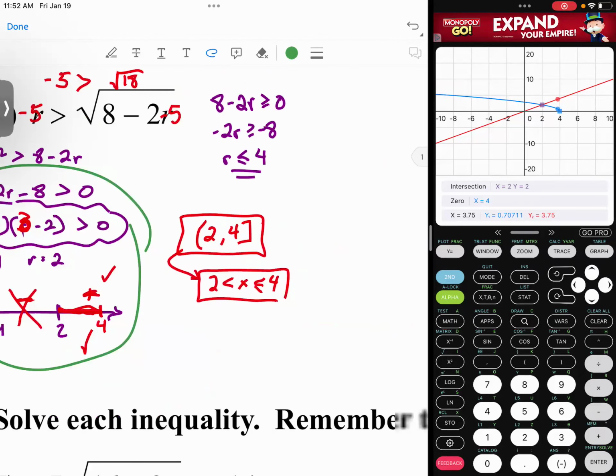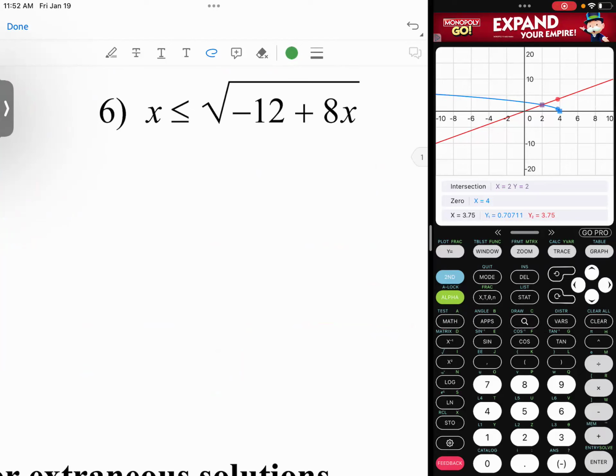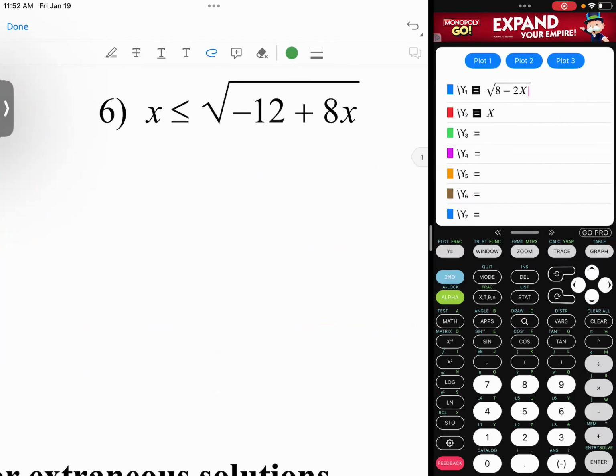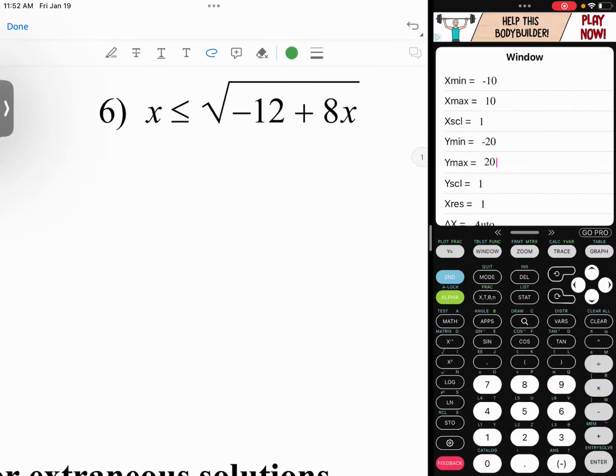So that's number 5. Number 6, we'll do one more for the love of algebra. I'm putting 8x minus 12 because it was easier for me, and that's the same as -12 plus 8x. And I'm going to graph them. When, again, is that red line below the blue line?